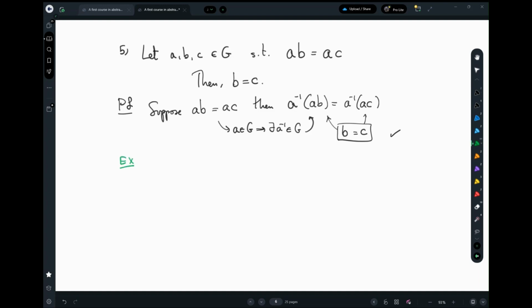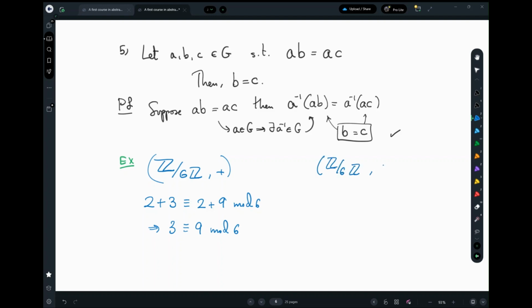As an example of this, in Z modulo 6Z under addition, we have things like 2 + 3 is congruent to 2 + 9, and that implies that 3 is also congruent to 9 modulo 6. I can cancel out the 2 that is adding on both sides, and those two are true equations. However, under multiplication, we have to be careful because 2 times 2 is congruent to 2 times 5. 4 and 10 are congruent modulo 6, but 2 is not congruent to 5 modulo 6, meaning that I can't cancel out these 2s and expect that 2 is going to be congruent to 5 modulo 6.